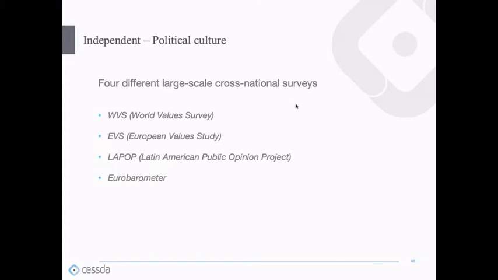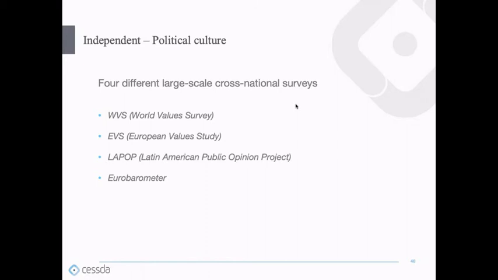This question on political culture has been included in 4 different well-known large-scale cross-national surveys: the World Value Survey, European Value Study, Latin American Public Opinion Project, and the Eurobarometer. Unfortunately, each survey is stored separately. Therefore, I had to find the location of all the surveys, download the data, and merge them before I could start with my analysis.